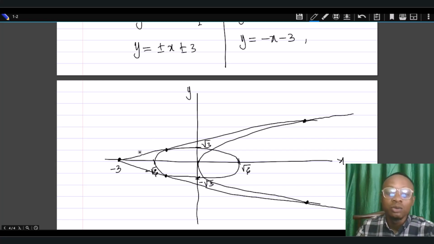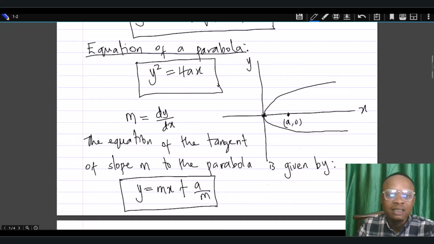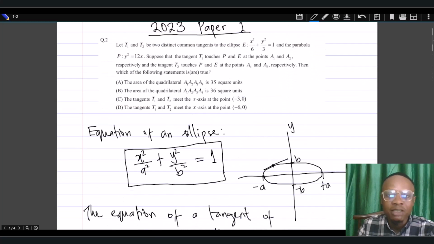But before we do that, let us quickly identify the points here as they have been labeled in the problem statement. The problem statement says that suppose tangent T1, so we're going to take one of them as T1.